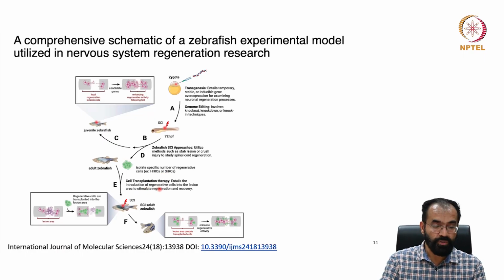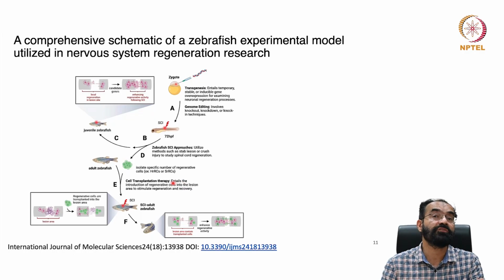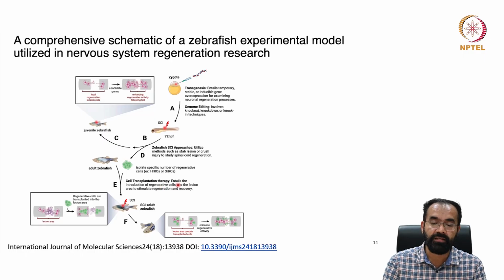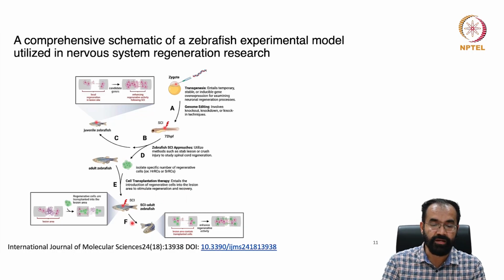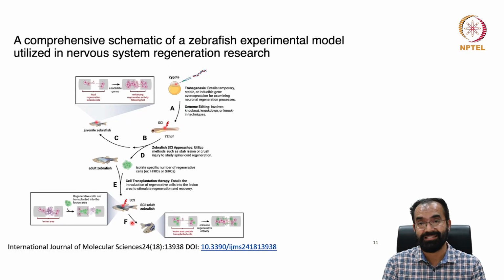And also people do cell transplantation therapy. You can take whichever cells, put them in that place and see what happens to the fate of those cells. Do they transdifferentiate or do they differentiate into neurons? So transplantation therapy is possible. And the introduction of regenerative cells into the lesion can stimulate regeneration and recovery. So these are the approaches normally done using zebrafish as an excellent model.